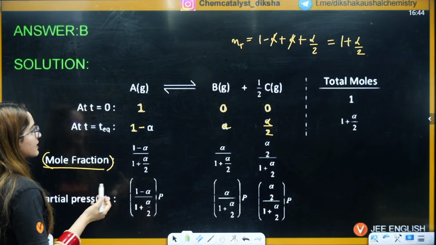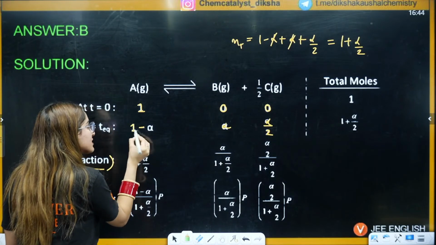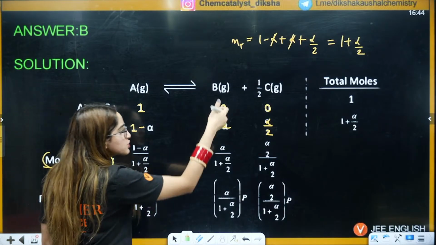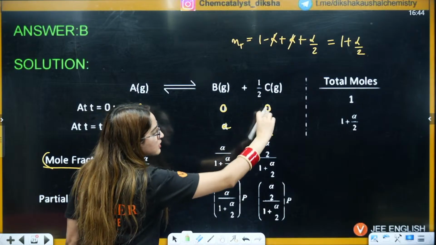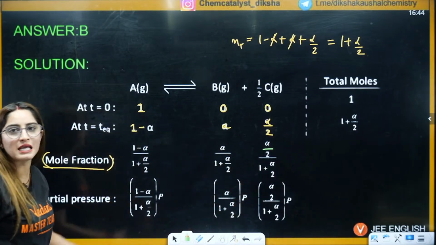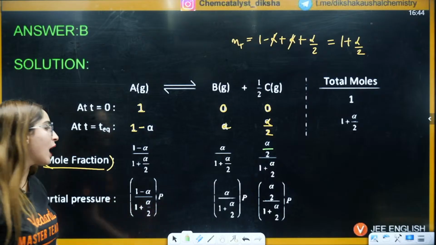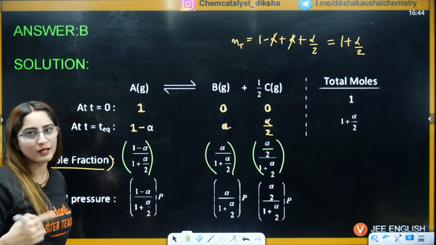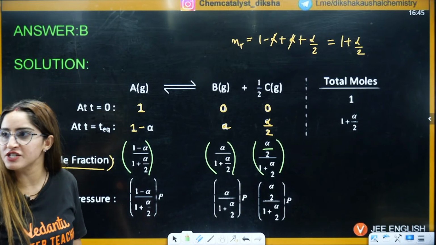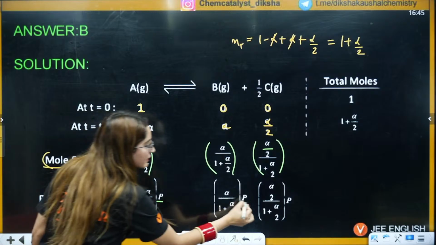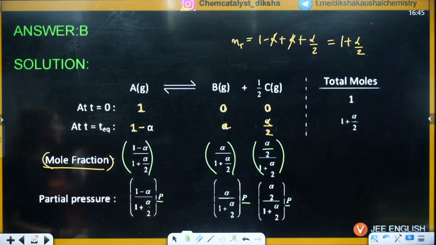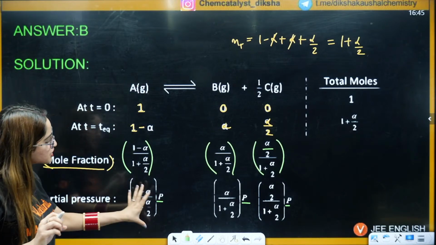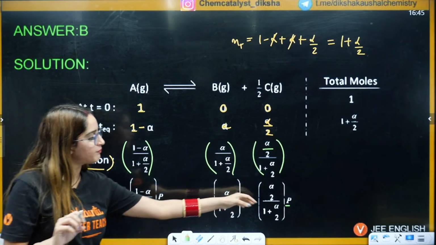Now, you need to divide 1 minus alpha, these moles, by the total number of moles, that is 1 plus alpha by 2. These moles divided by the total number of moles is your mole fraction. Now you have to multiply the mole fraction with the total pressure, only then you will get the partial pressure. So you multiply it by the total or equilibrium pressure, given to be P in the question. Now you have the partial pressure in terms of alpha and P.